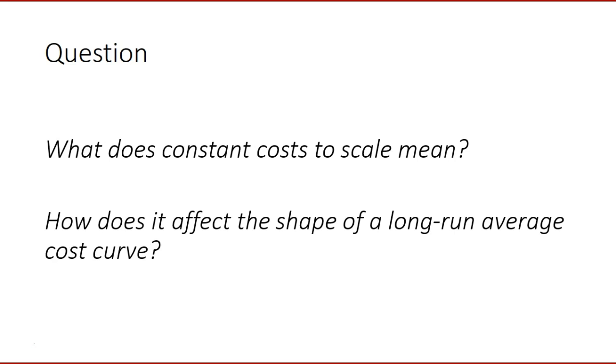What does constant returns to scale mean? Well, this is basically where neither of the above two cases apply. That is, a firm increases its scale of operations, it builds more factories and adds more workers and uses more raw materials, but this does not cause the short-run average total cost curves to rise or to fall. They shift rightwards, but they don't rise or fall.